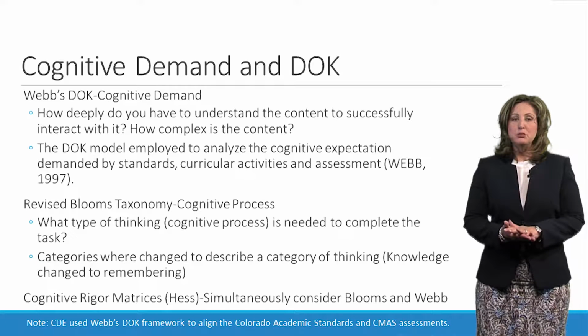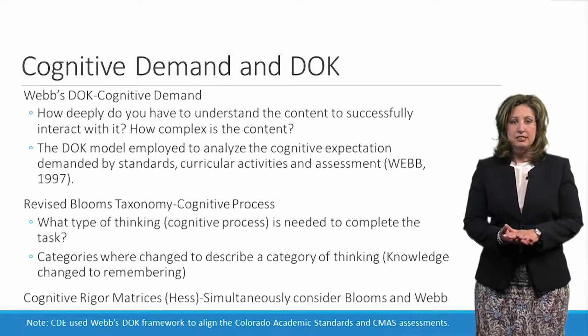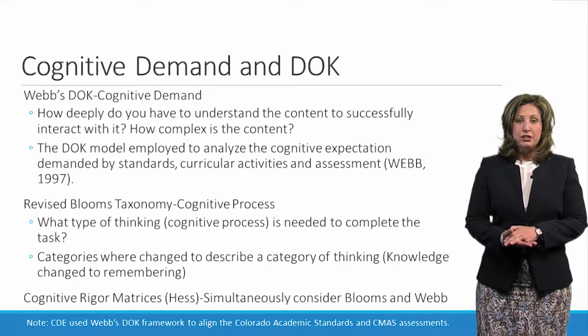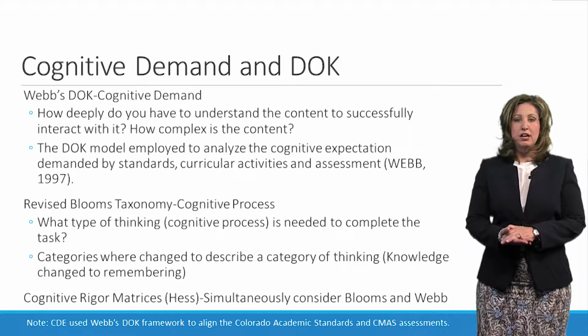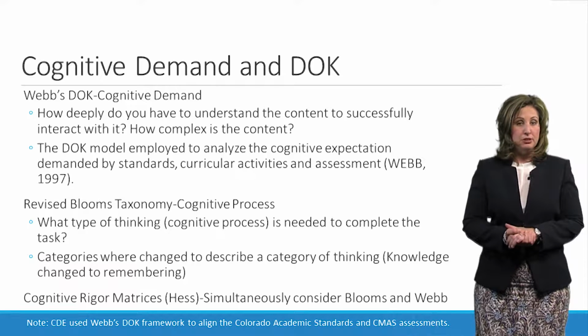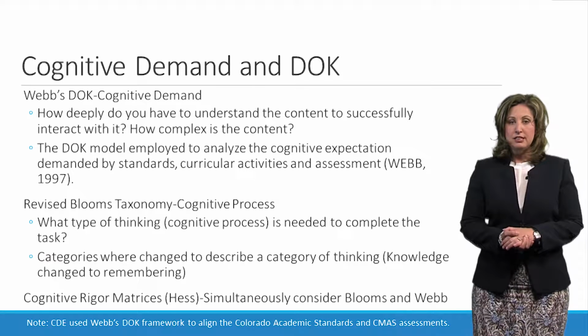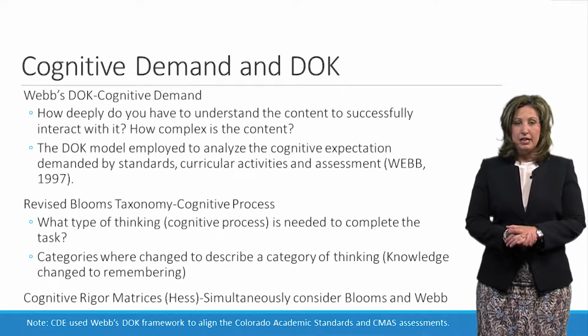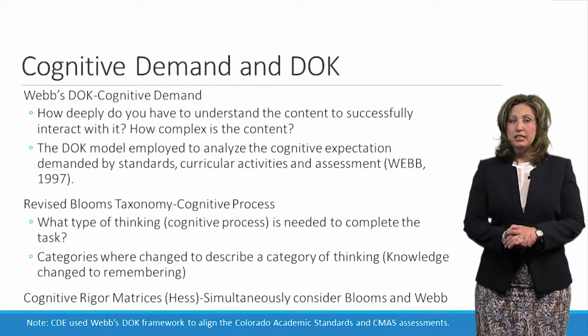Now let's build a little more background knowledge regarding the depth of knowledge, revised Bloom's taxonomy, and Karen Hess's cognitive rigor matrix as our guides to cognitive rigor. Cognitive rigor is simply the kind and level of thinking required of a student to meet a learning goal. Webb's DOK defines the cognitive demand. How deeply do you have to understand the content to successfully interact with it? How complex is the content? The DOK model is employed to analyze the cognitive expectations demanded by standards, curricular activities, and assessments. DOK is about complexity of thinking.